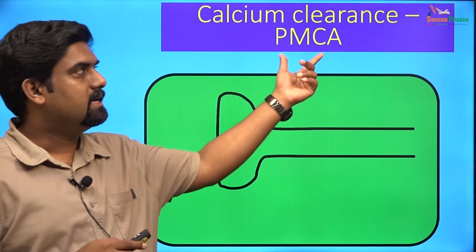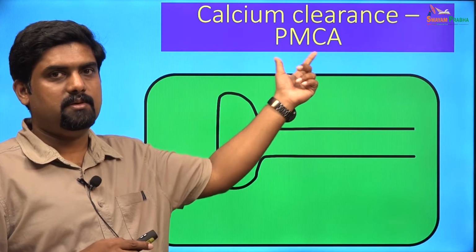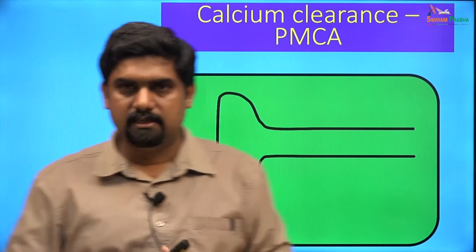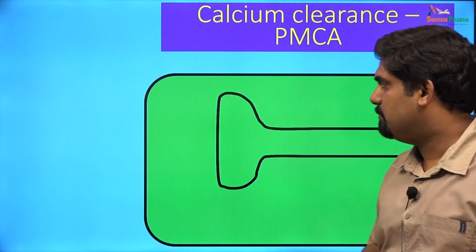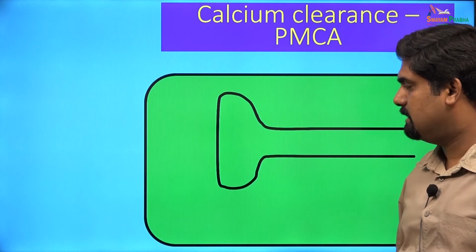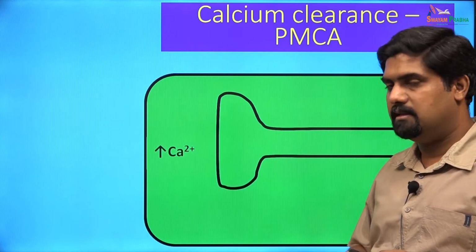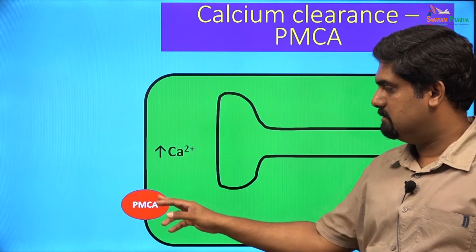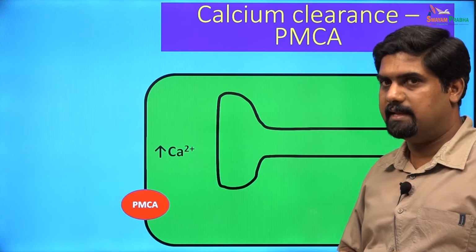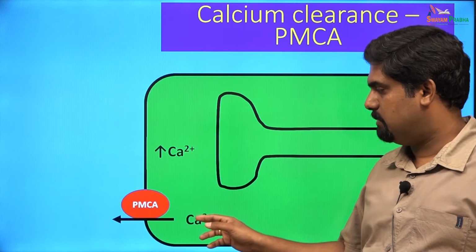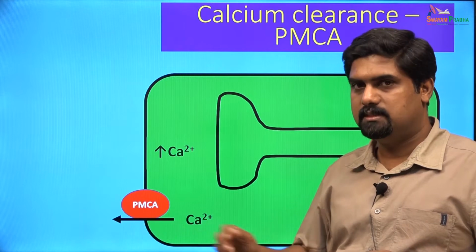Another calcium clearance mechanism present on the cell is the plasma membrane calcium ATPase. So this is a transporter present on the cell membrane. Imagine this is a cardiac cell, and if there is an increase in intracellular calcium, this transporter present on the cell membrane can clear that calcium.